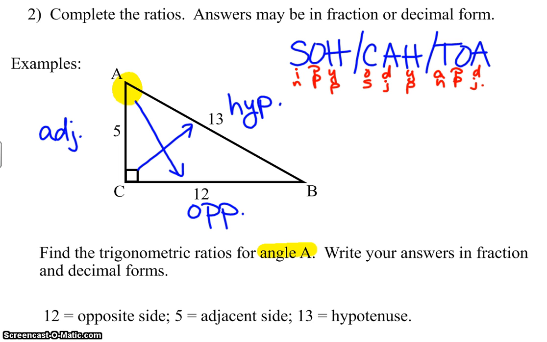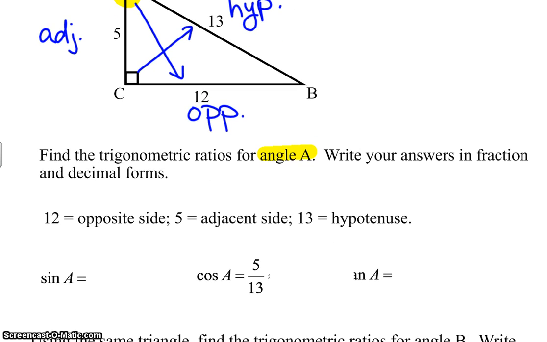So, first thing we did down here is we found our angle and we identified our sides as opposite, adjacent, and hypotenuse. 12 was opposite, 5 was adjacent, 13 was hypotenuse. So to find the sine of A, sine is SOH, so it was opposite over hypotenuse. So the opposite side was 12, the hypotenuse was 13. As a fraction, it's 12/13. As a decimal, we always round our decimals on trigonometric ratios to 4 decimal places, so about 0.9231.